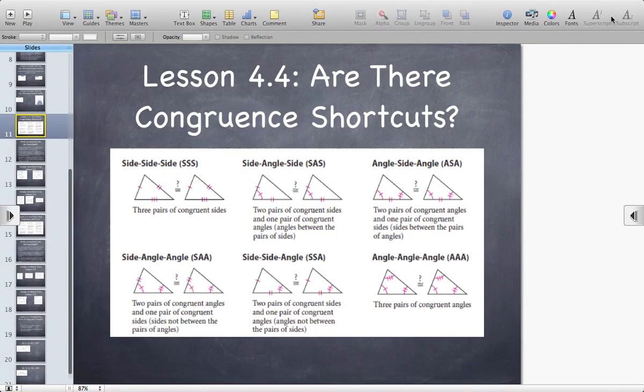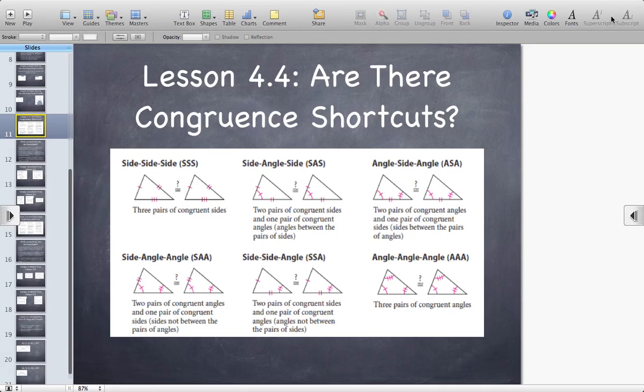To talk about lesson 4.4, and it kind of ties into 4.5 as well. What we wanted to do in our investigations was determine: are there shortcuts to help us prove that two triangles are congruent to one another, instead of having to go through the process of measuring every single side and comparing it to the corresponding triangle, and then also measuring every single angle and comparing it to the corresponding triangle to prove that yes, all three sides and all three angles are congruent to one another. If we could shortcut that, that would save us a lot of work.